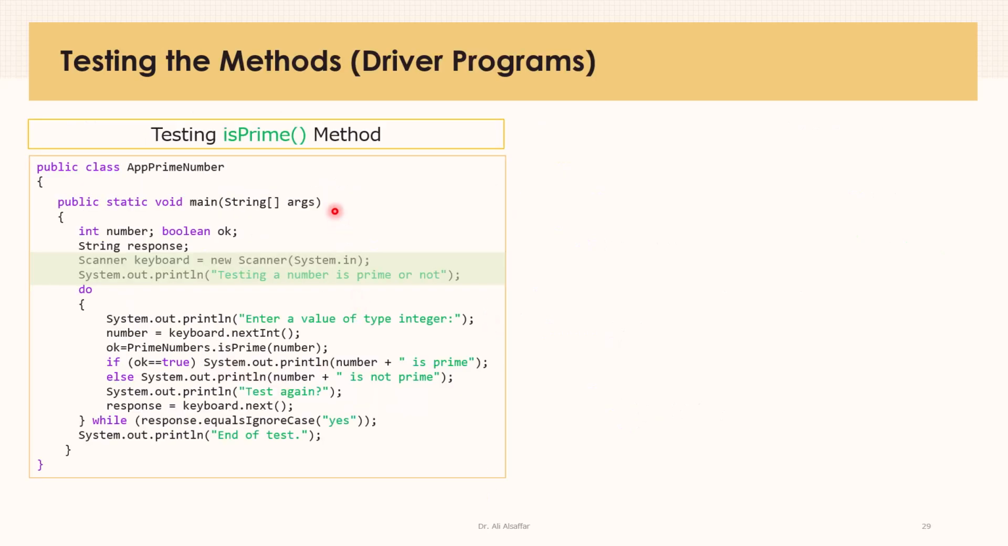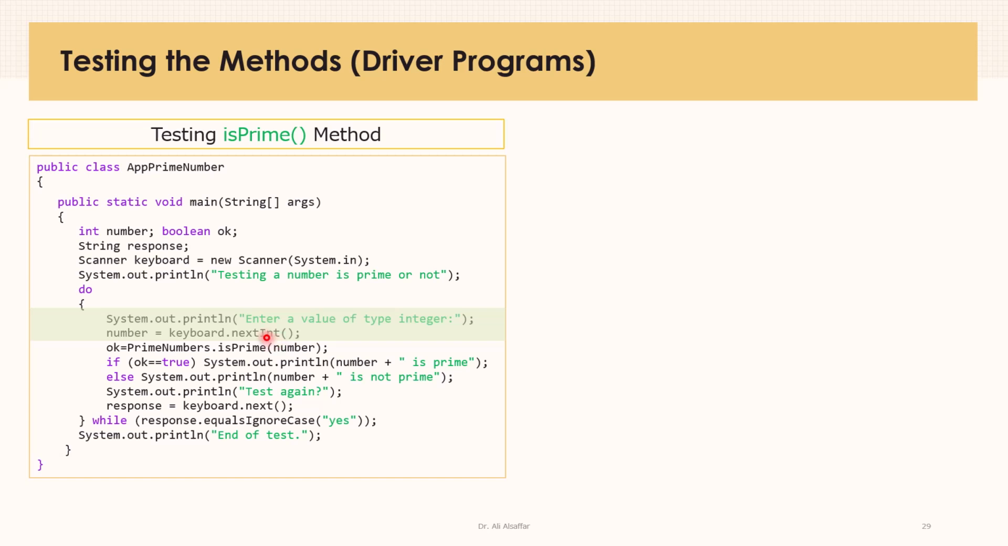The first driver program is for testing the first method, isPrime. Now, if you want to write a driver program for a method, then you need to test this method on multiple inputs. So we are going to create a loop that repeatedly asks the user for an integer, and this integer is given to the method, and we check the return value from this method. So first we will display a message, testing whether a number is prime or not. This is telling the user that this is a test drive for the first method.